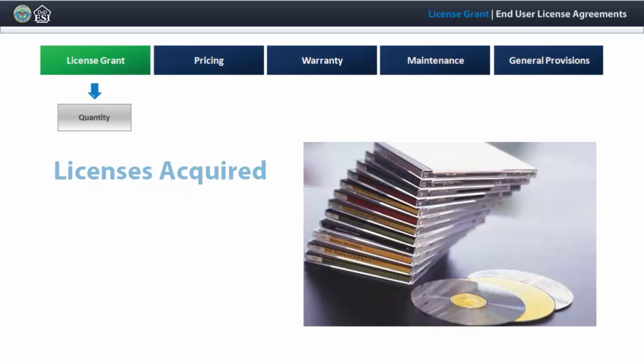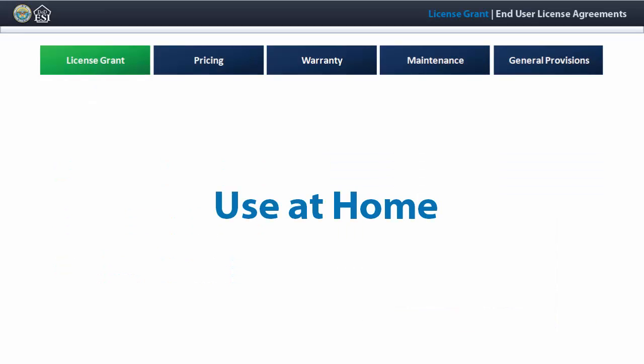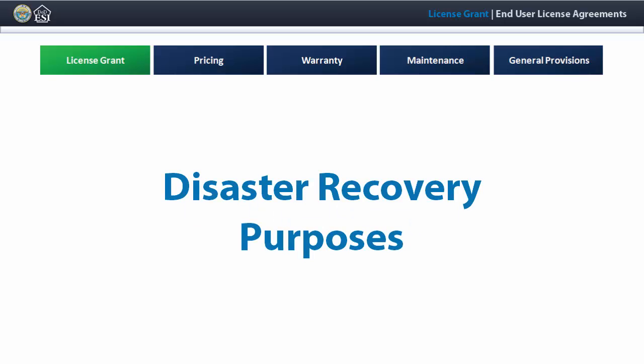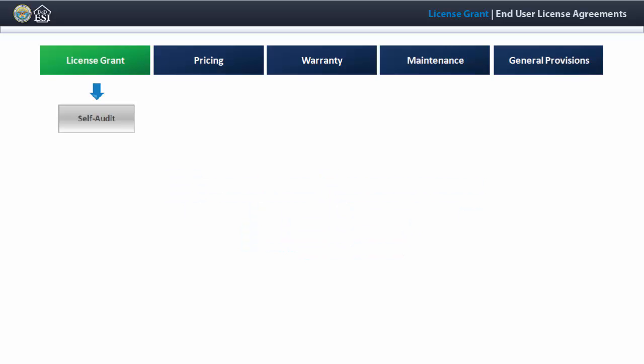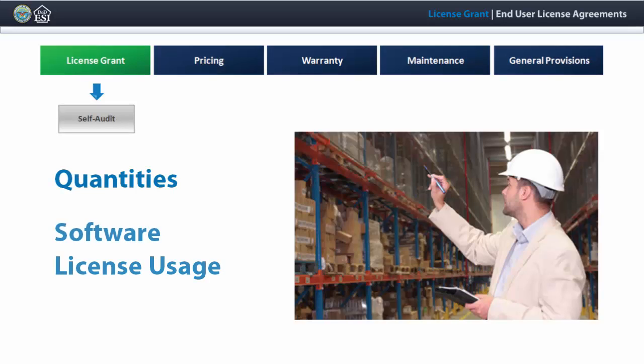Clearly define the quantity of licenses being acquired and how licenses will be counted in the future when an audit is performed. Identify the number and type of licenses that can be copied without additional cost. This could include use at home by government employees, backup copies, or licenses for disaster recovery purposes. The best practice for government buyers is to perform a self-audit of the quantities and usage of software licenses and not allow the publisher or reseller to perform its own audits on government systems.